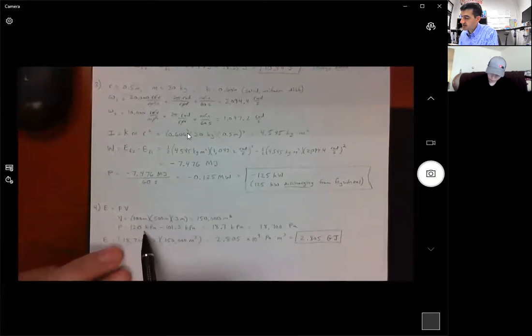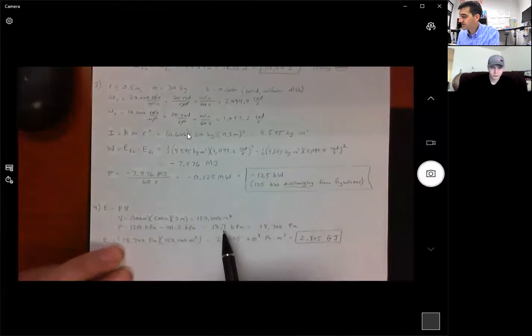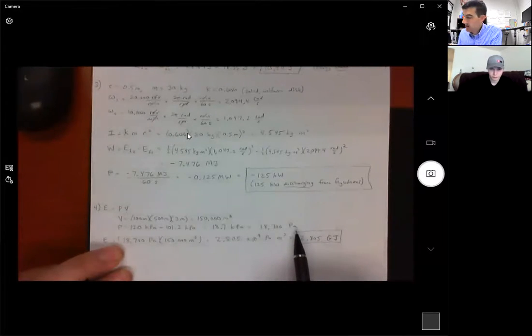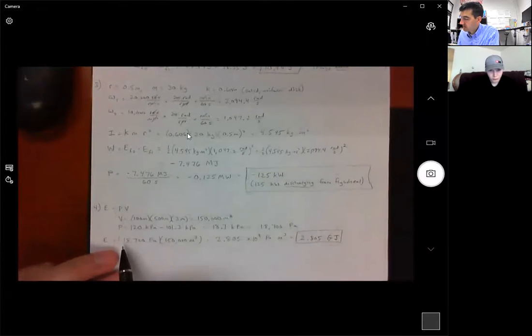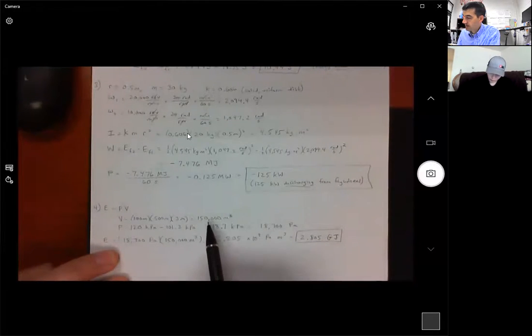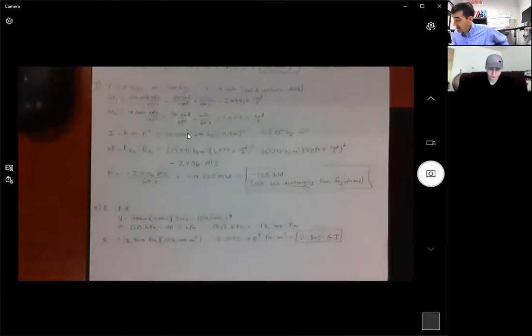So that's our pressure inside the cavern. This is atmospheric pressure, as it says in the problem, outside the cavern. So our difference is 18.7 kilopascals, which is 18,700 pascals. And that is useful for us because we know that a pascal times a meters cubed is a joule. That's another definition of a joule. So I'm going to multiply the pressure that we just got right here times the volume that we calculated right here. And we get 2.805 times 10 to the 9th.